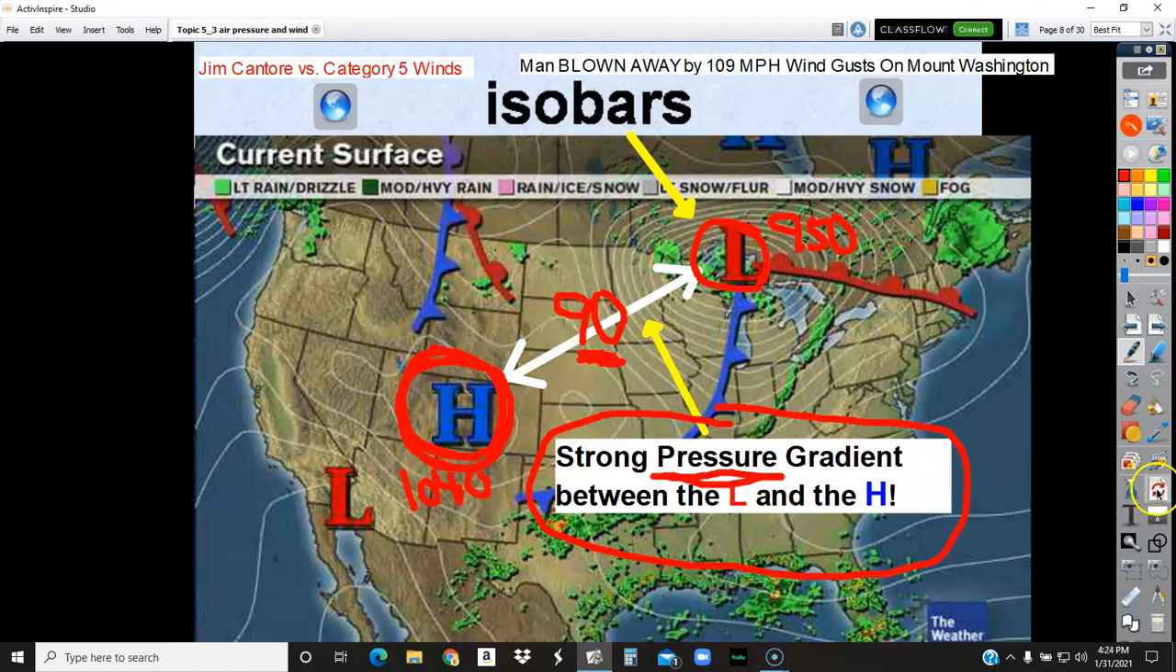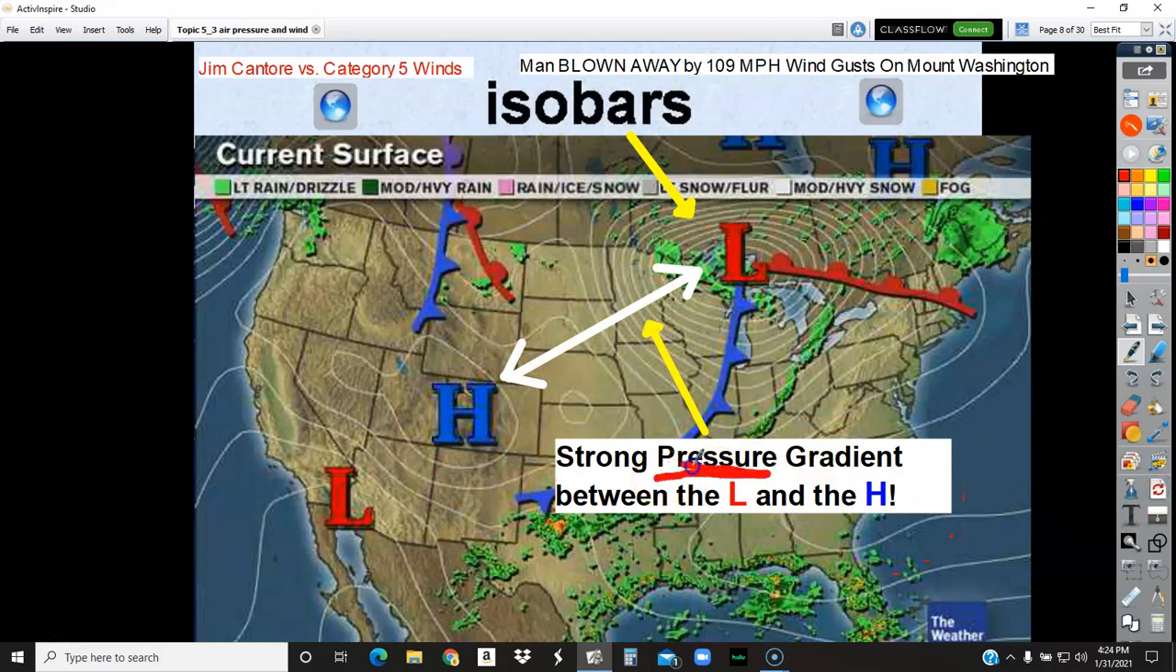And so what happens is you've created a strong pressure gradient. Big difference in pressure between a high and a low, close to each other. And so what you're going to notice are these isobars. You can see these white circles around the low pressure are very, very packed together. That indicates a strong gradient, or pressure gradient.